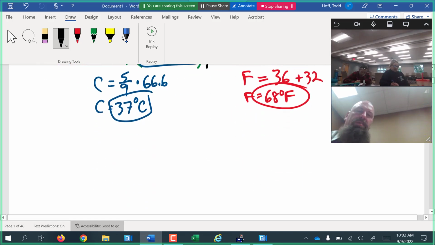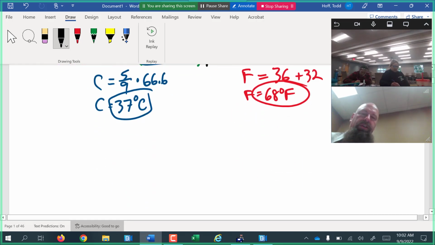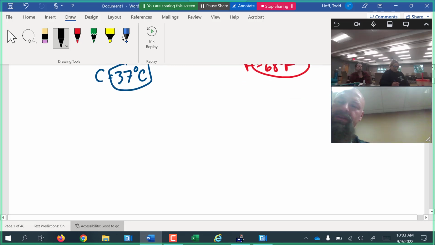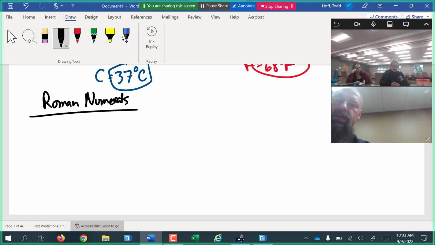So the last part of the basic material that I want to get through is Roman numerals. This is something I was forced to learn in like 2nd, 3rd, and 4th grade. It's not as common anymore.